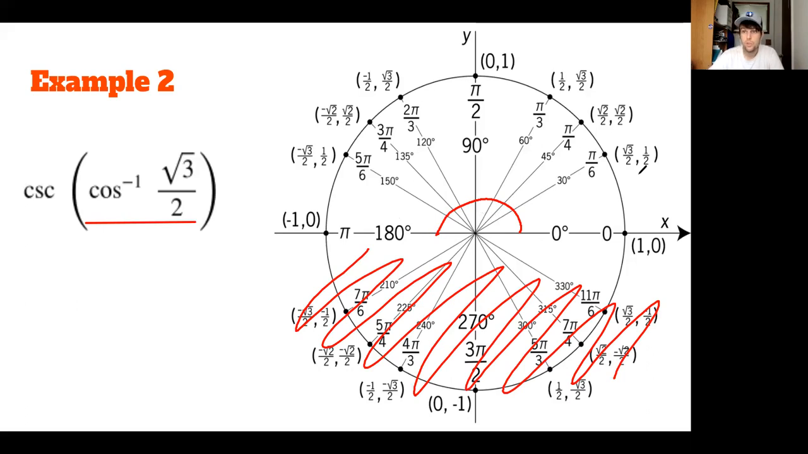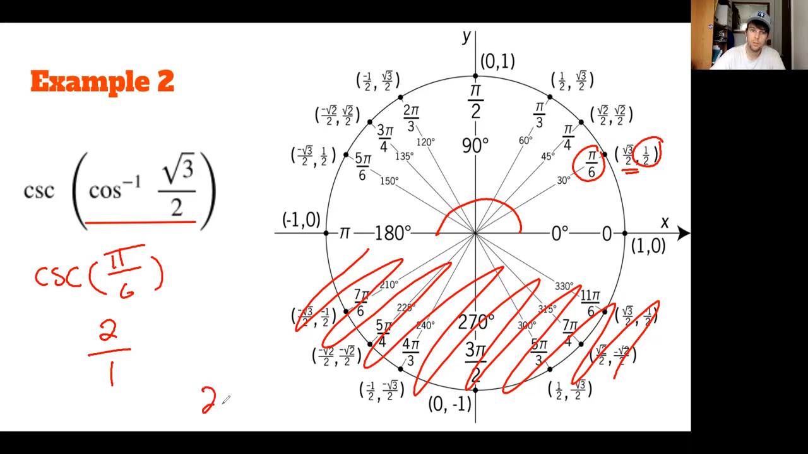So root 3 over 2, here it is. Cosine gives me that at pi over 6. That's it. Don't have to figure out any negatives or anything. And I want to know the cosecant of pi over 6. Cosecant is the reciprocal of sine. So the sine at pi over 6 is 1/2. The reciprocal of that is going to be 2 over 1, or just 2. And there we go. Reciprocal of sine, reciprocal of 1/2 is 2 over 1. So we get 2.